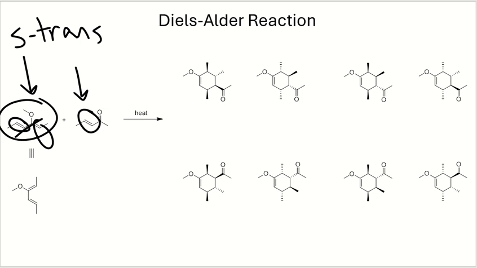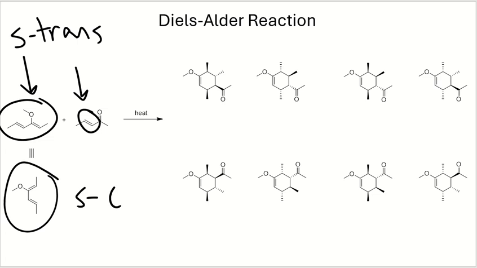So S cis and S trans are the same compound, just different rotations. Think about drawing your Newman projections and rotating. You're not drawing a new structure, you're just rotating the position of the bonds. So that is S trans. Down here we have it in its S cis conformation.